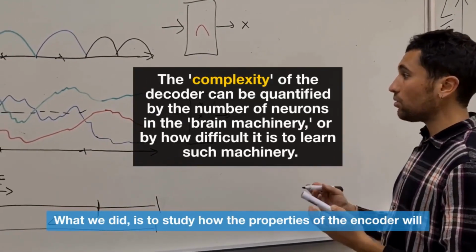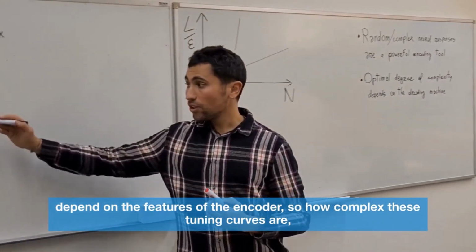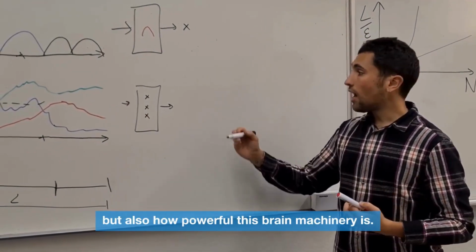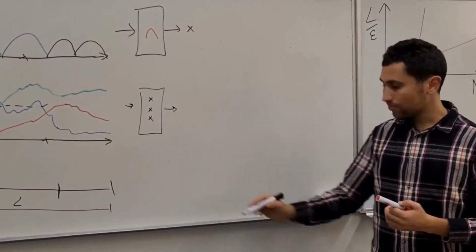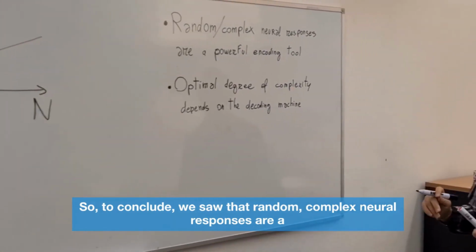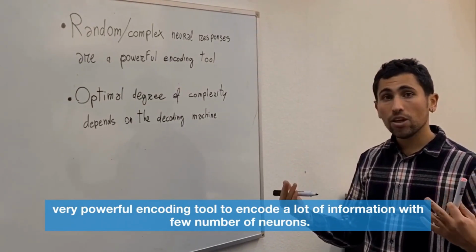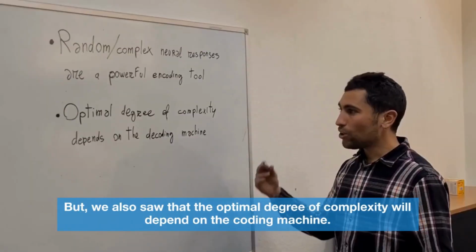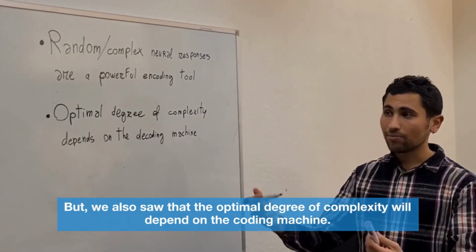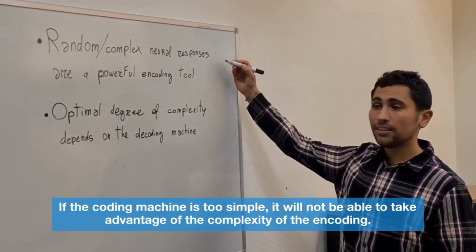What we did is to study how the properties of the encoder depend on the features of the decoder, so how complex these tuning curves are, but also how powerful this brain machinery is. So, to conclude, we saw that random complex neural responses are a very powerful encoding tool to encode a lot of information with a small number of neurons. But we also saw that the optimal degree of complexity will depend on the decoding machine. A too simple decoding machine will not be able to take advantage of the complexity of the encoder.